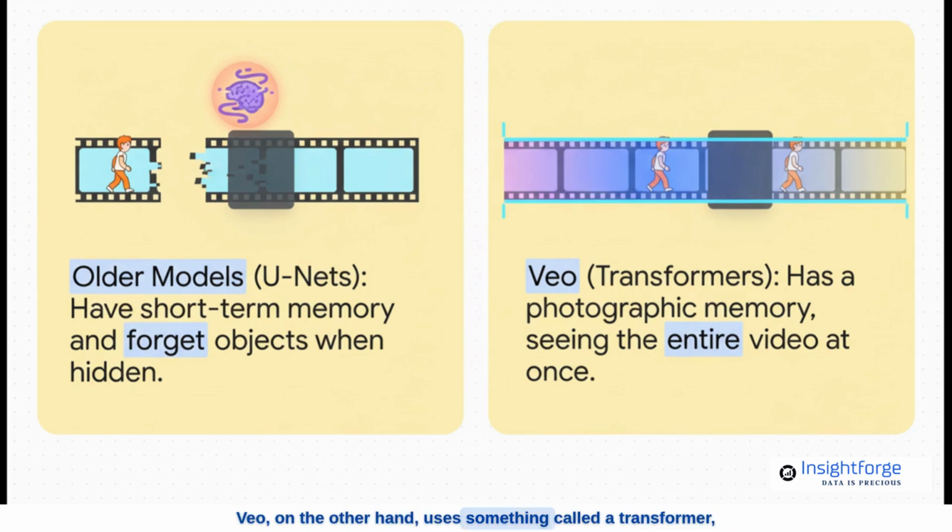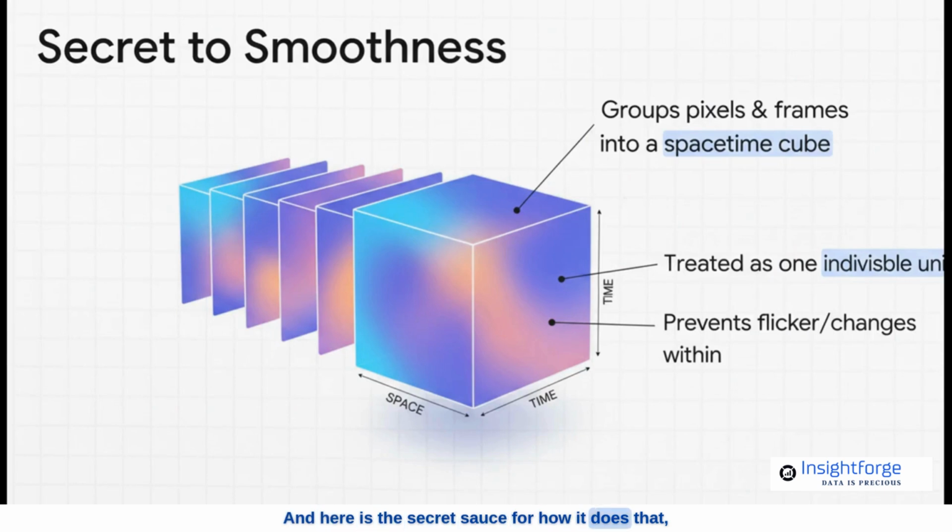Veo, on the other hand, uses something called a transformer, which gives it a photographic memory. It sees the entire video sequence all at once, so it understands the relationship between the first frame and the very last one. And here is the secret sauce for how it does that: something called 3D space-time patches. Instead of just looking at a flat square of pixels in one frame, Veo looks at a cube of pixels that actually spans across multiple frames. By treating this little space-time cube as a single, indivisible thing, it literally makes it impossible for objects to flicker or change within that patch. It's the key to that smooth, stable motion we see.